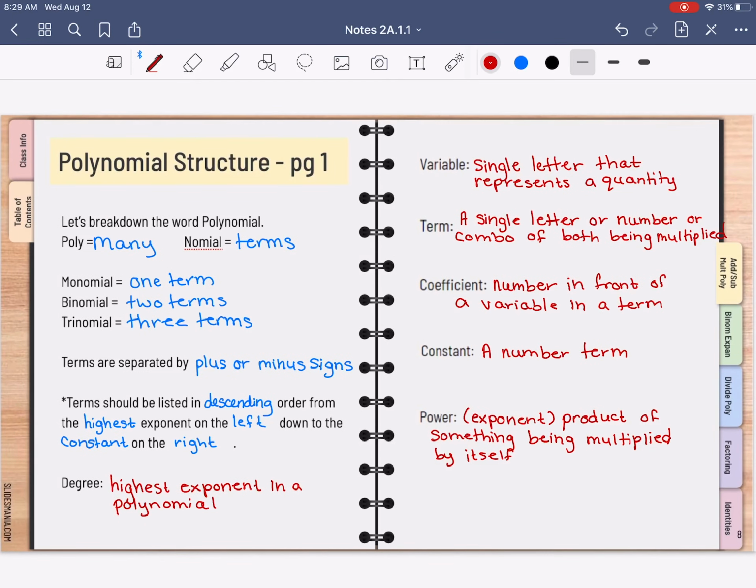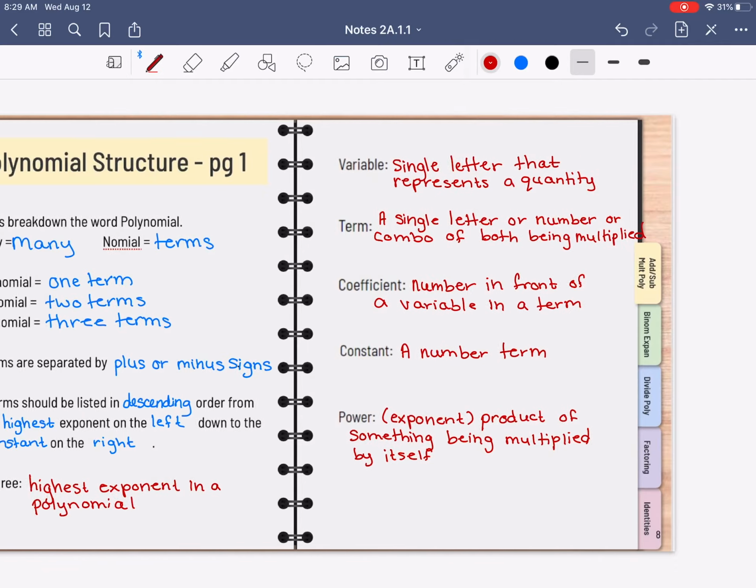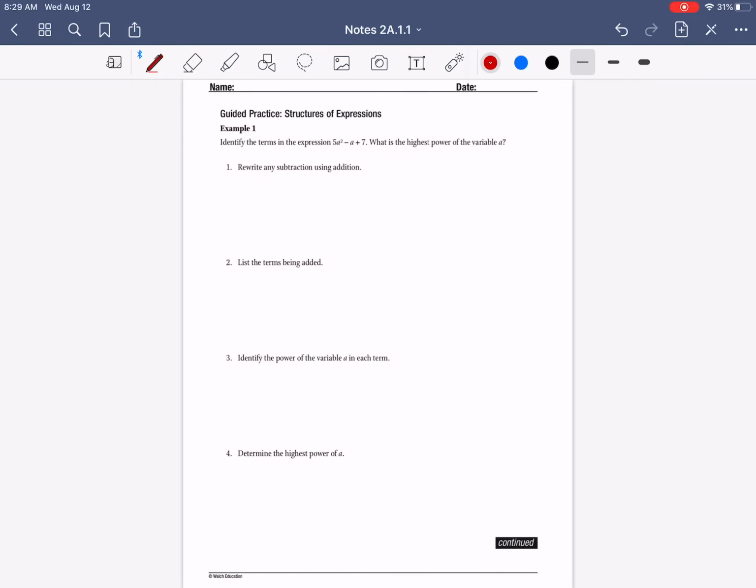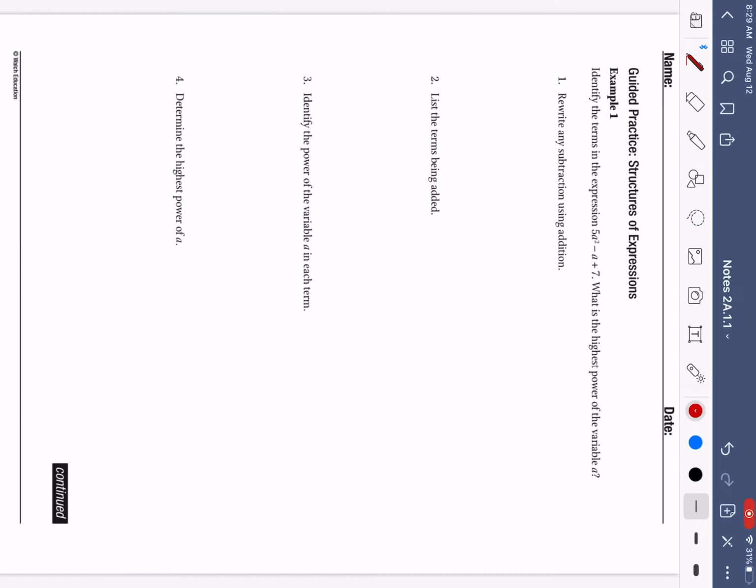All right, so that is slide number 8 that we just wrote on, I believe. Oh no, this was slide number 7. We wrote on, mine has the wrong number, but it's slide number 7. And then what you're going to need to do is grab your notebook, your workbook, and you're going to turn to pages 9 and 10, our examples.